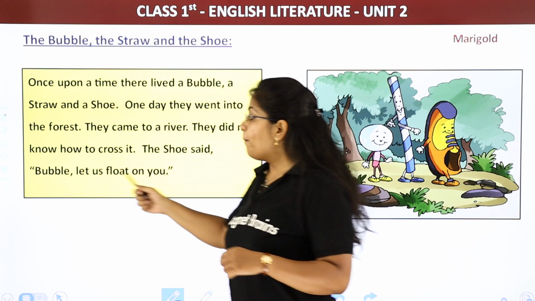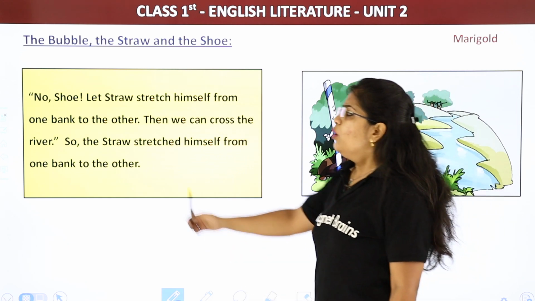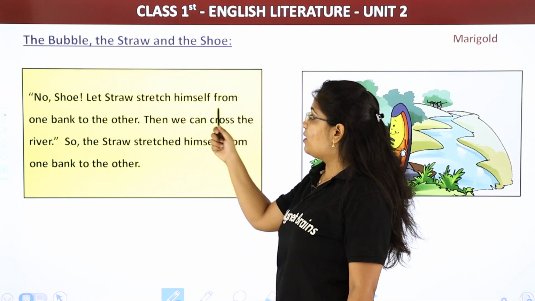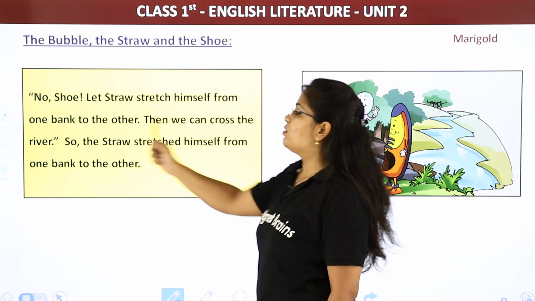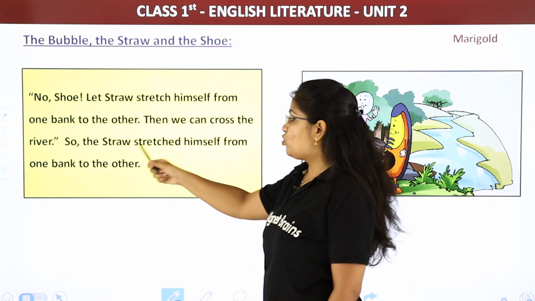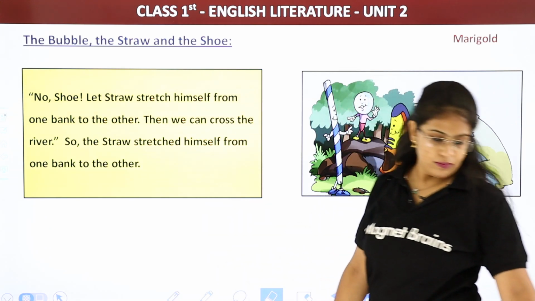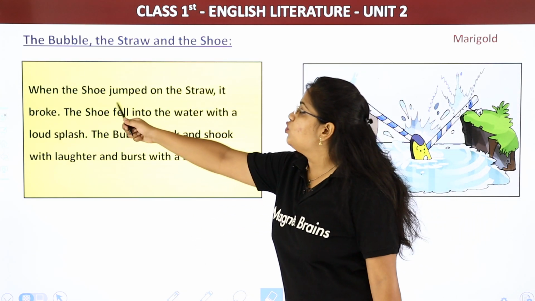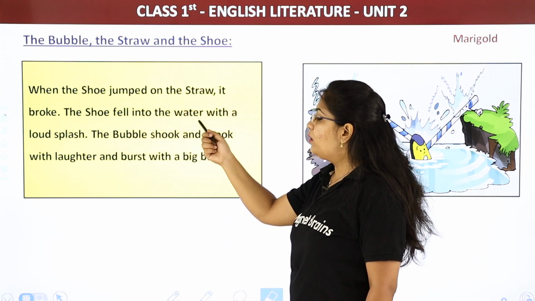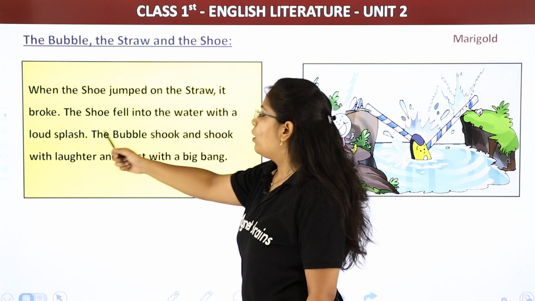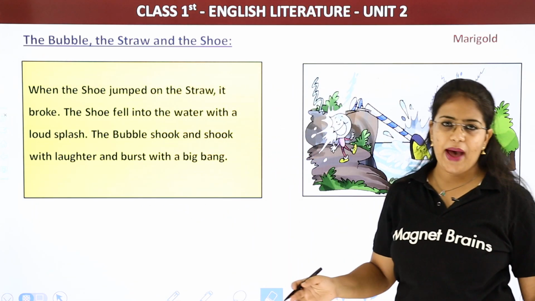The shoe said, Bubble, let us float on you. No, shoe, let straw stretch himself from one bank to the other. Then we can cross the river. So the straw stretched himself from one bank to the other. When the shoe jumped on the straw, it broke. The shoe fell into the water with a loud splash. The bubble shook and shook with laughter and burst with a big bang.